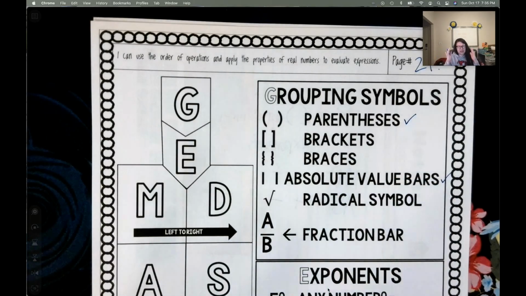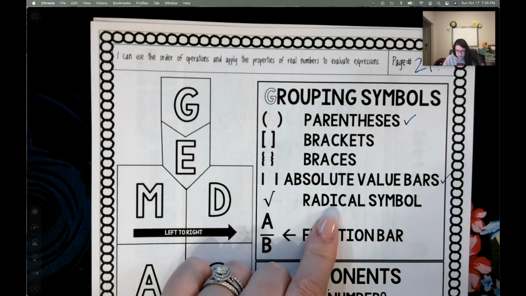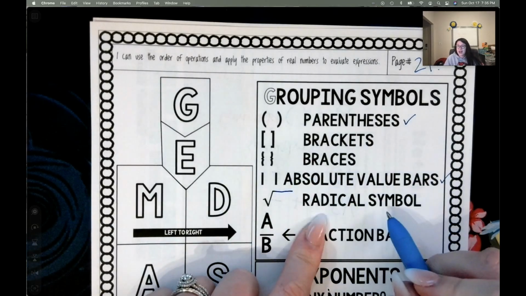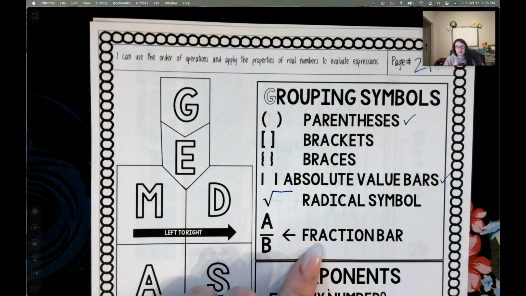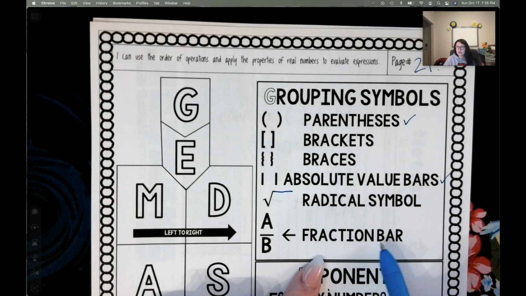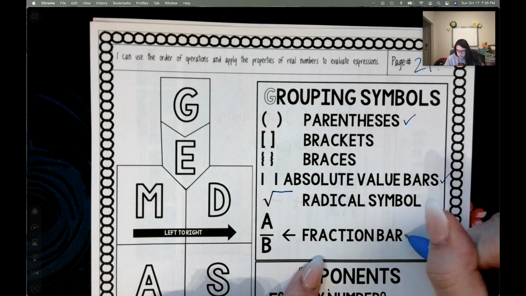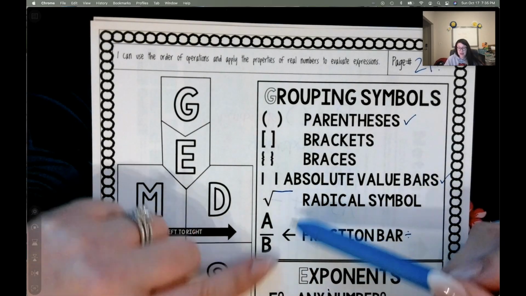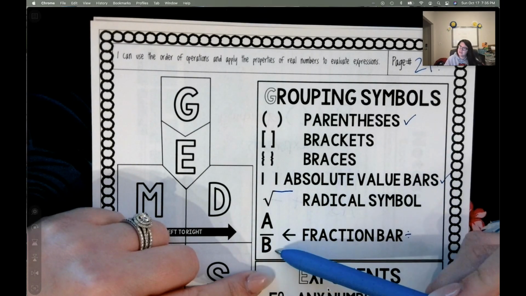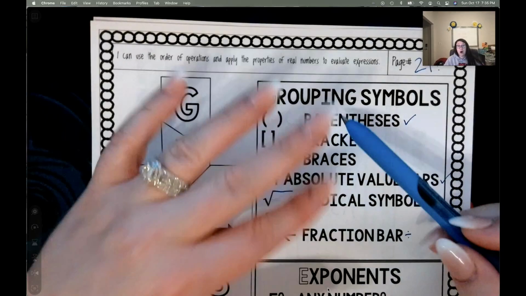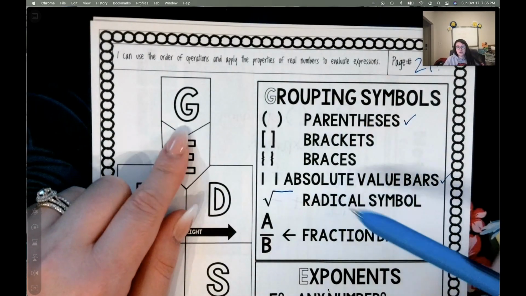I have to do the math inside my absolute value bars before I find that absolute value, what that number is. A radical symbol or a square root symbol. Again, you'll see that next year as 7th graders. And then a fraction bar. We've also said that the fraction bar also means what operation? Division. But sometimes you're going to have math on the top of the fraction bar and math on the bottom of the fraction bar that you'll have to do before you can do that division in the middle. So all these different things are different kinds of grouping.